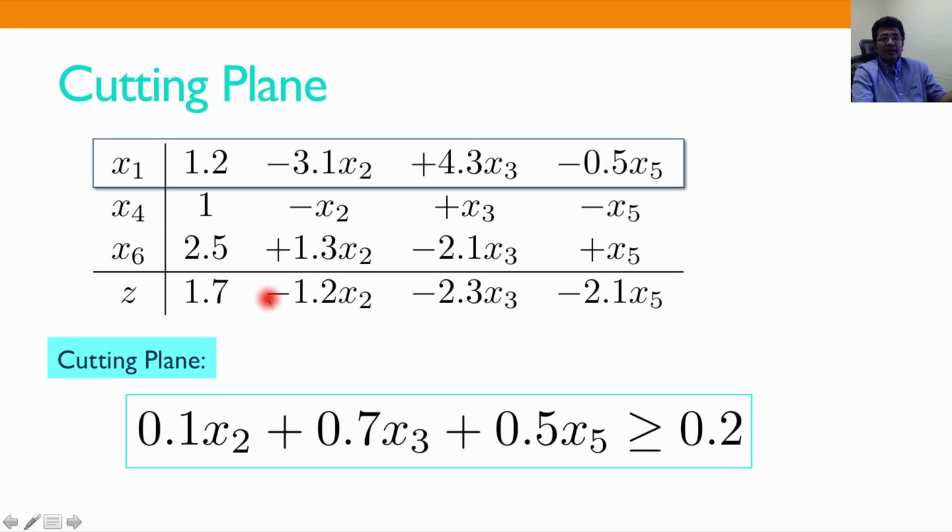If you look at this, the fractional part of b becomes the right hand side. The fractional part of minus 3.1 is 0.1. The fractional part of minus 4.3 is 0.7, and the fractional part of minus 0.5 is 0.5. So that gives us the cutting plane. I hope that is clear.